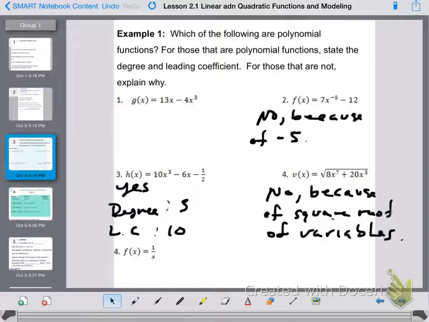Alright, and then this should be number 5 down here. Alright, f of x equals 1 over x. This is not going to be a polynomial function because we have a variable in the denominator.